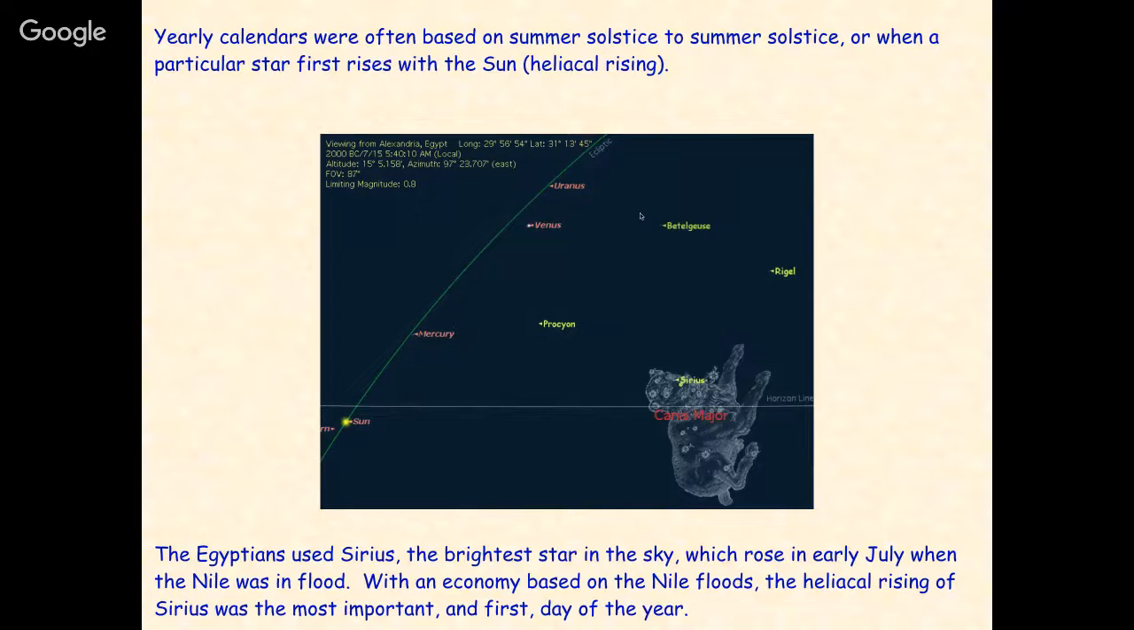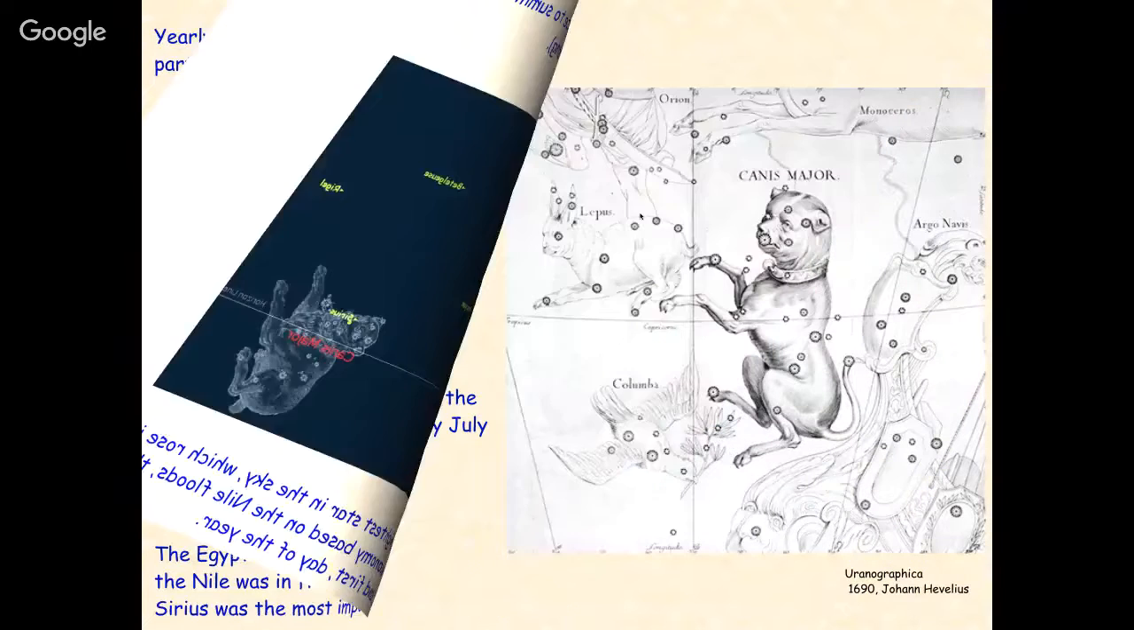The Egyptians used Sirius because it's the brightest star in the sky, and it rose in July when the Nile was in flood. Because the Egyptian economy was based on the Nile, the heliacal rising of Sirius was the most important day of the year, and thus the first day of the year. So if you like, their January 1st, their start of the year, was actually in July when Sirius rose with the sun, the Nile was in flood, and it was time to get going.